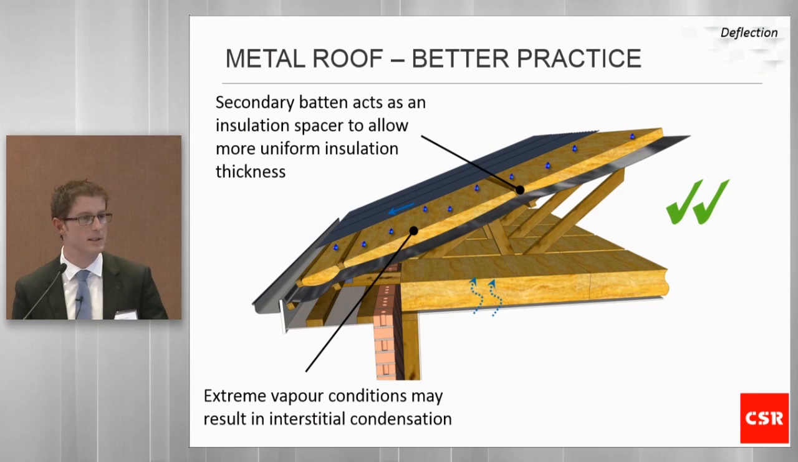So in this case, what you're seeing is a secondary batten over the top of that, which would then increase the thermal resistance between that membrane and the roof cladding at the batten point. Therefore, it would likely eliminate the risk of localized condensation at the batten point.